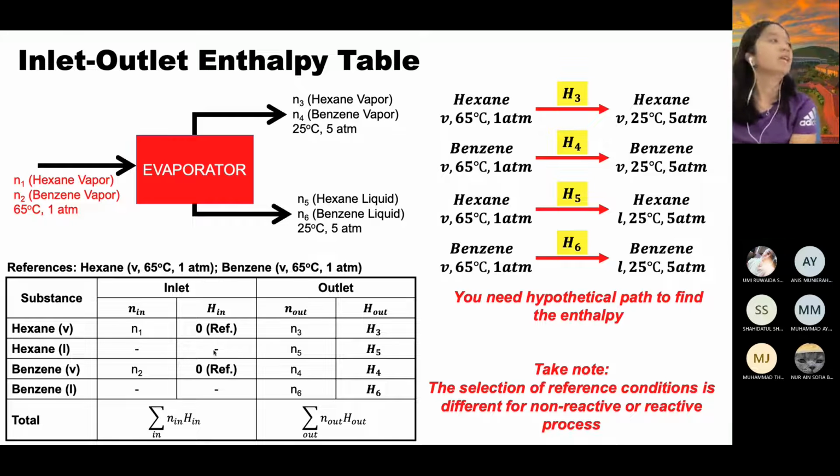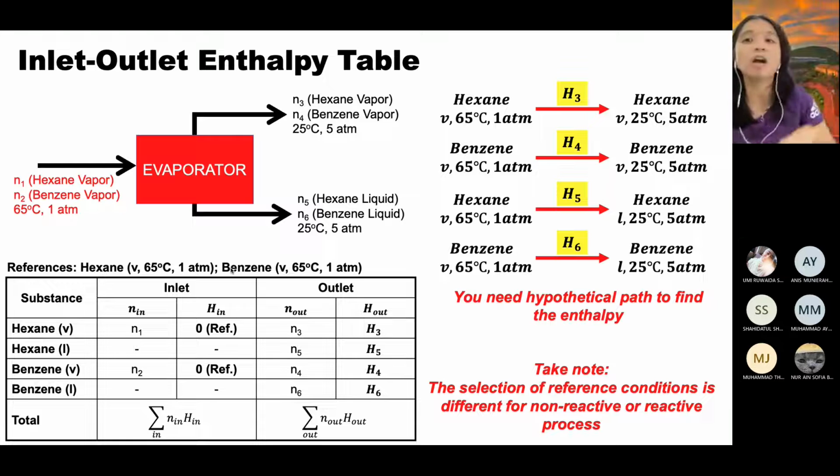So what do you need to write? In the reference condition, kamu kena write clearly for each of the compound. Kalau ada 10 compound, setiap compound kena ada dalam reference condition dan nyatakan for each compound itu, apakah reference condition which is phase, temperature, pressure. Again, katakan kita ada 2 compound kan? So, saya letak hexane. Reference condition dia, vapor 65 Celsius 1 atm. Benzene, vapor 65 Celsius 1 atm.